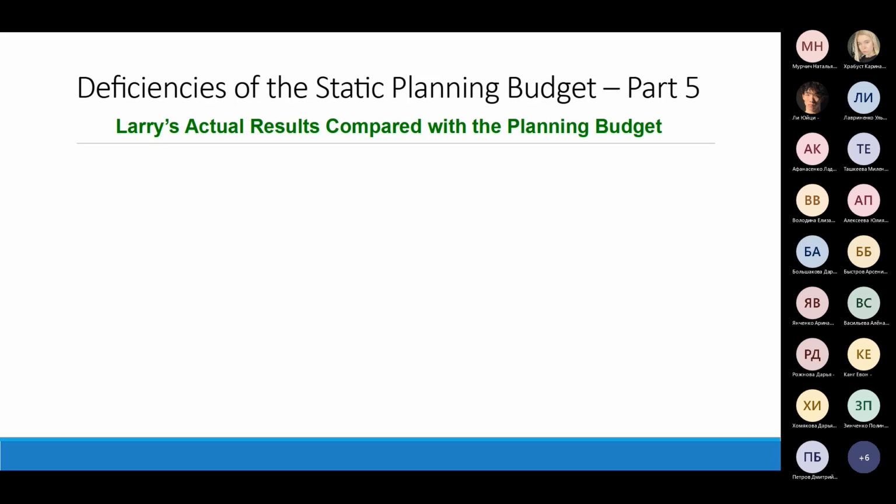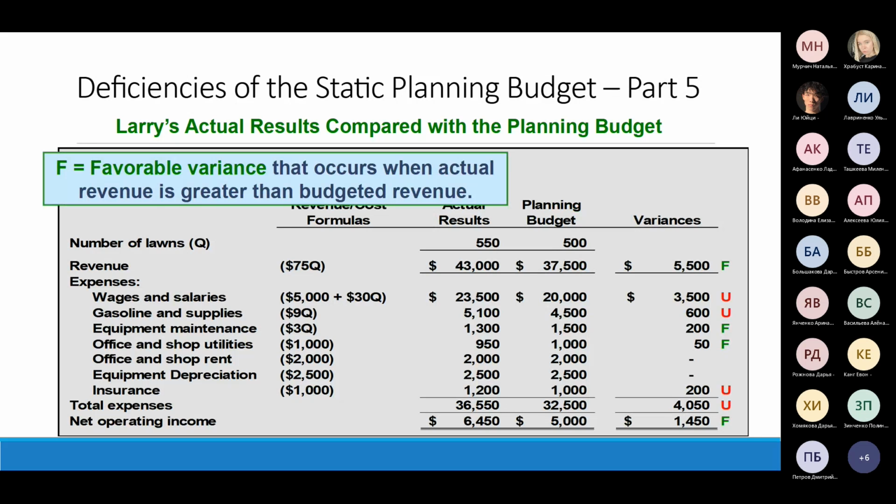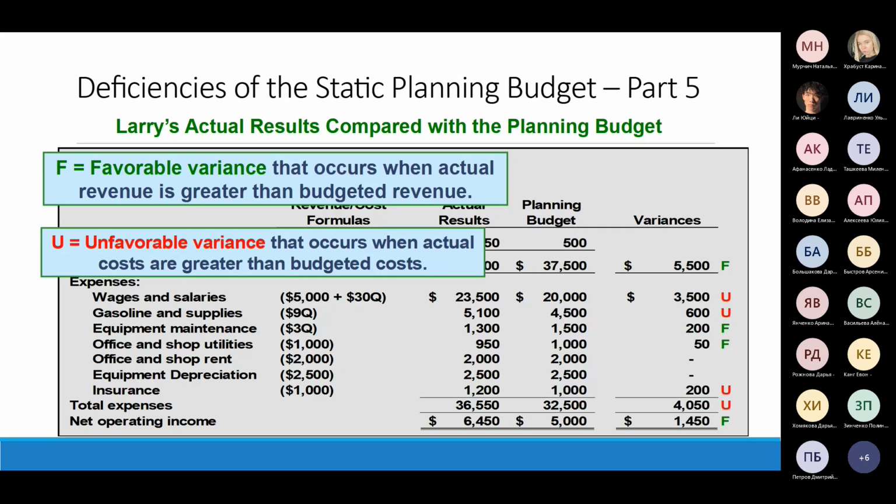So those green are favorable variances that occur when actual revenue is greater than the budgeted revenue. So you can see that $38,500 is bigger than $37,500, and therefore our variance is favorable. Red are unfavorable variances that occur when actual costs are greater than budgeted costs. So we spend more, and therefore this variance is unfavorable because we did not plan to spend such a big amount for this.